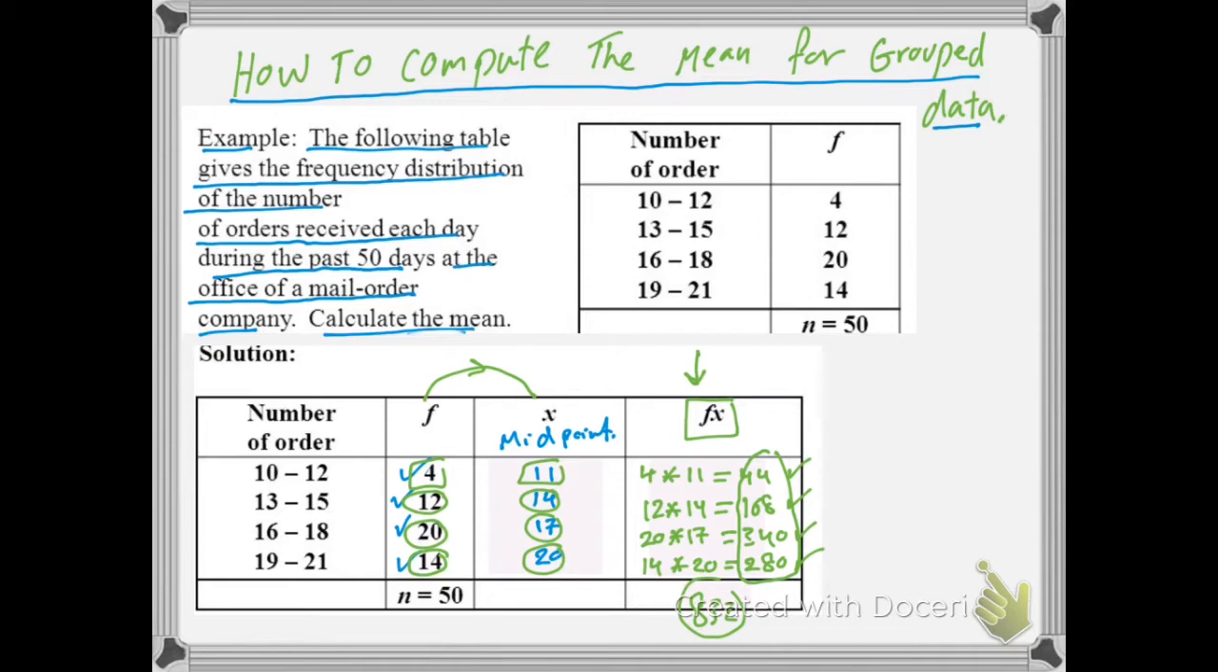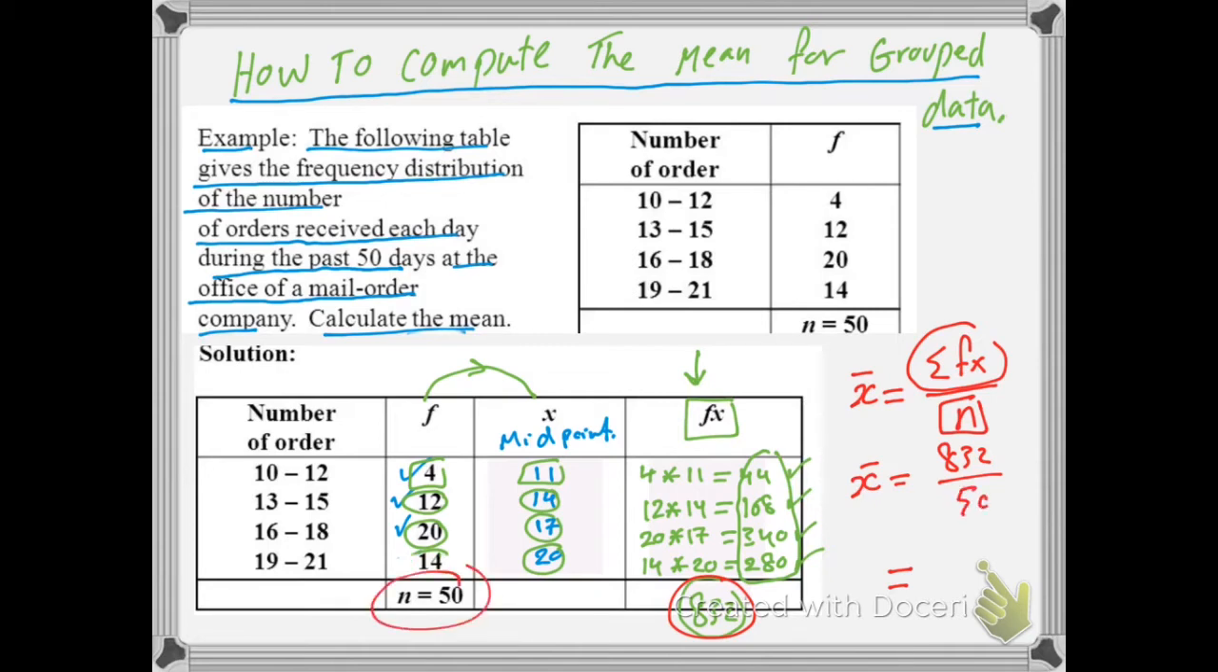Now to compute the mean x bar, the rule is equal to the fraction: summation of f multiplied by x, divided by the total n. Then x bar equals, this one we did before, here is the answer, 832. Then n equals how much? n equals 50. Then I will divide that by 50. Then the mean, or the average, will be this number, 16.64.